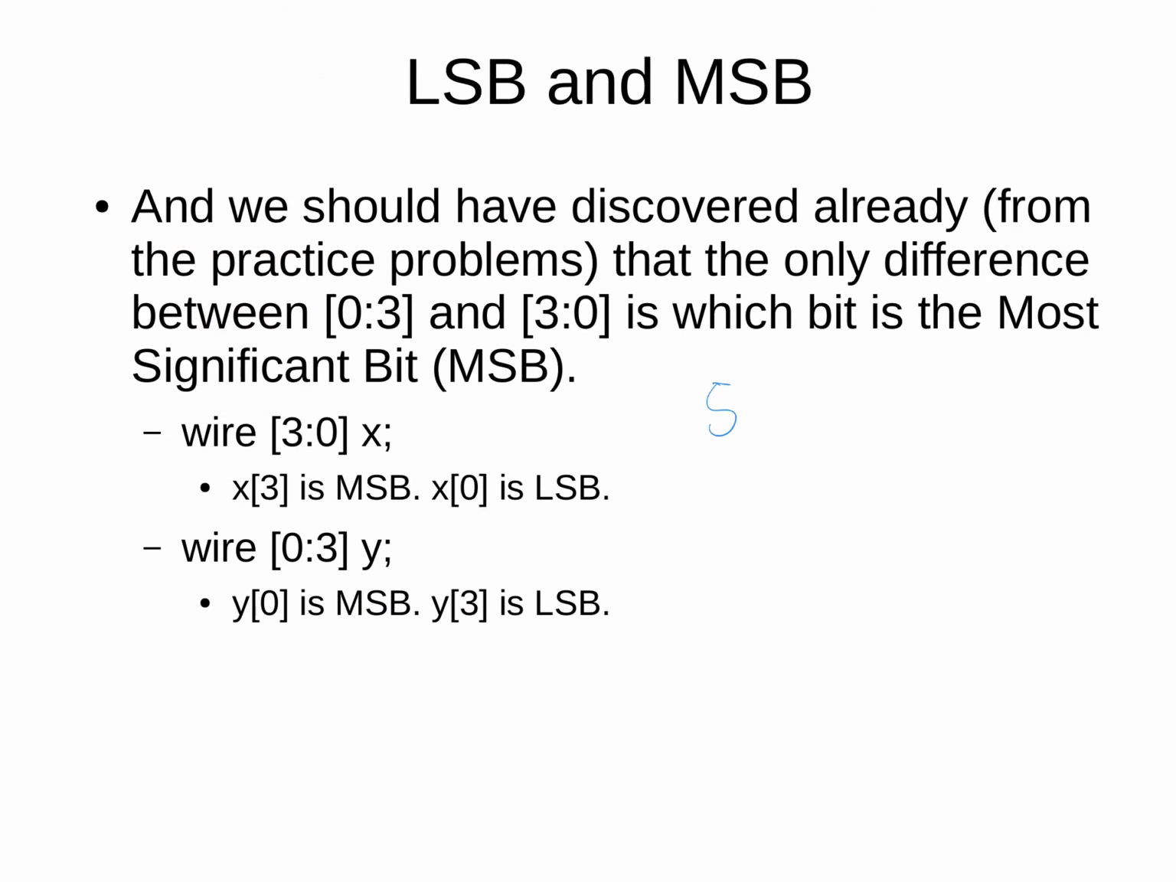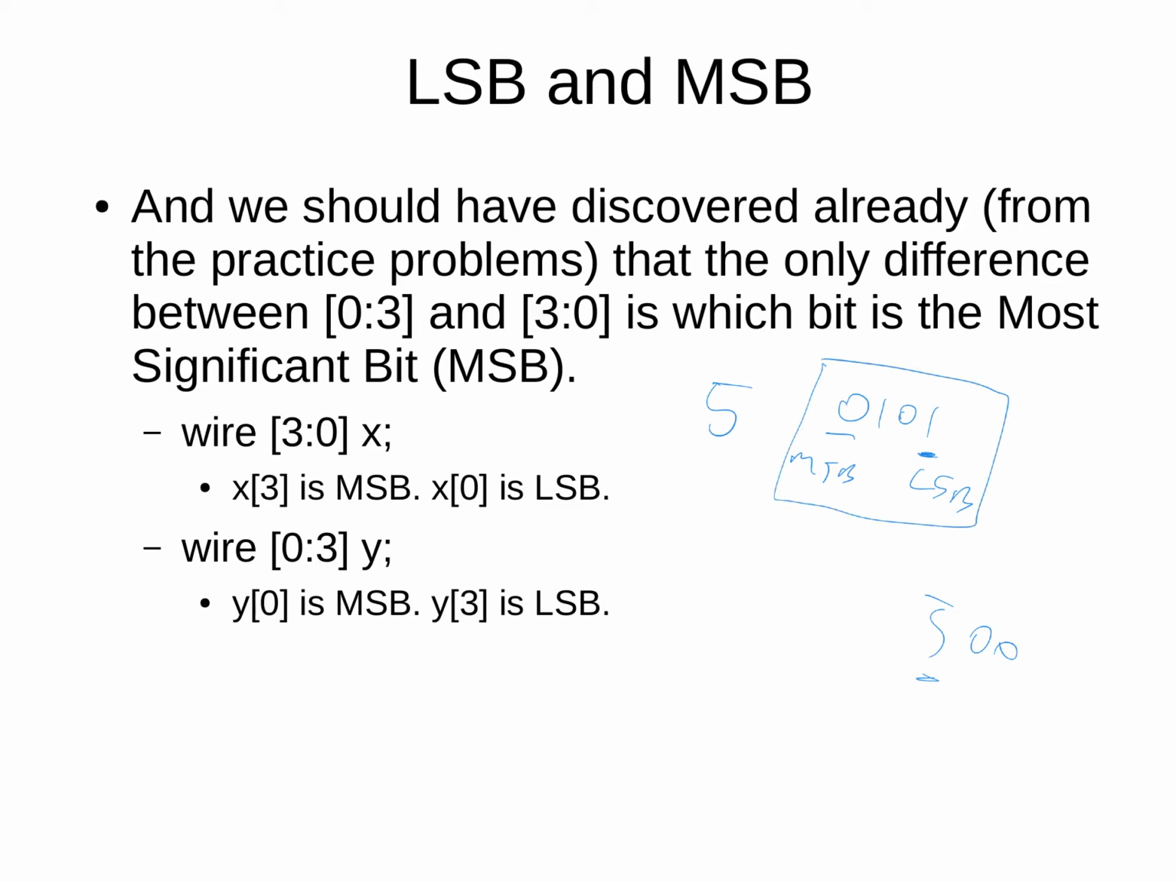If we take the number 5 and write it using 4 bits in binary, then we'd normally write 0101, where this is the least significant bit and this is the most significant bit. And normally when we write numbers, we have the most significant bit on the left. If I write the number 500, then I put the most significant bit on the left.